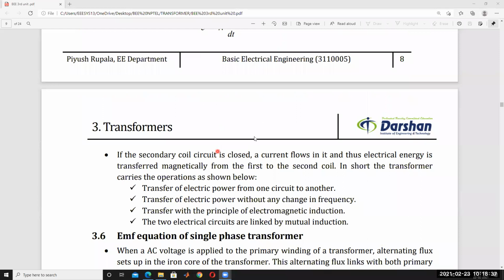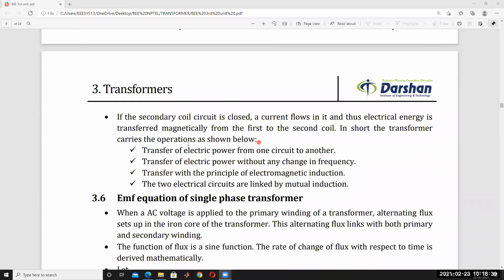The main concept of the transformer is the transfer of electrical power from one circuit to another circuit. This is one of the main important points. Transfer of electric power from one circuit to another circuit. Understood? The input power is equal to the output power.